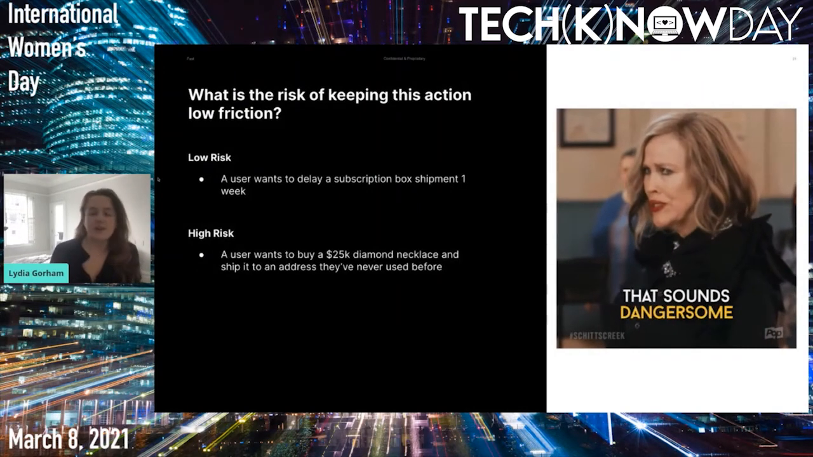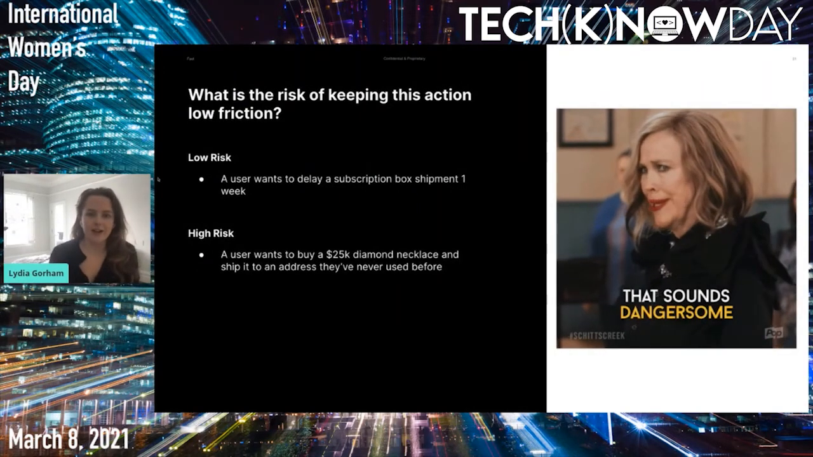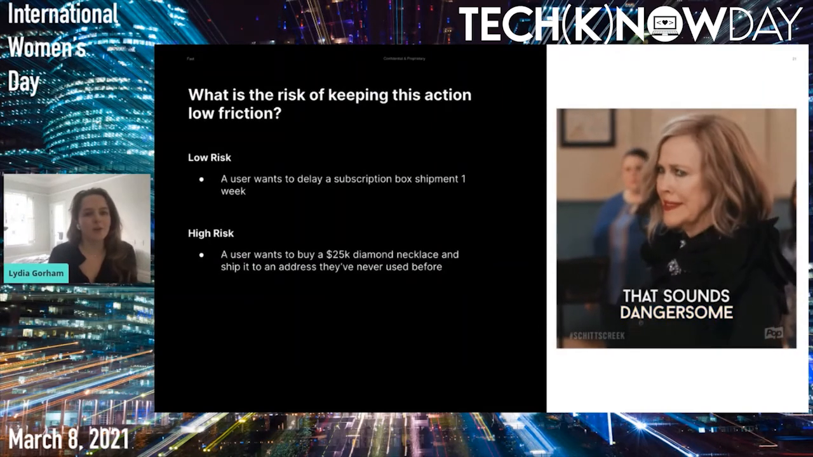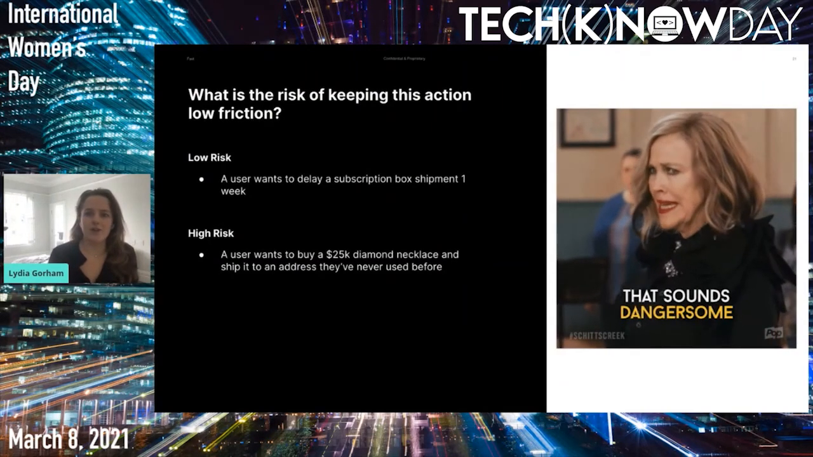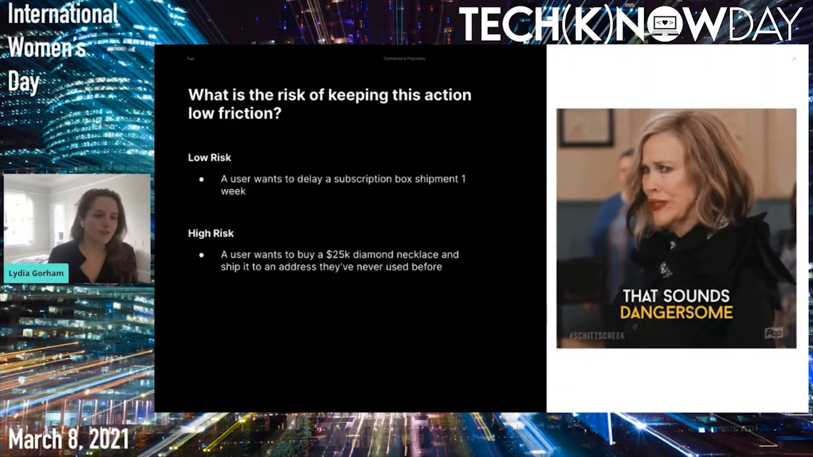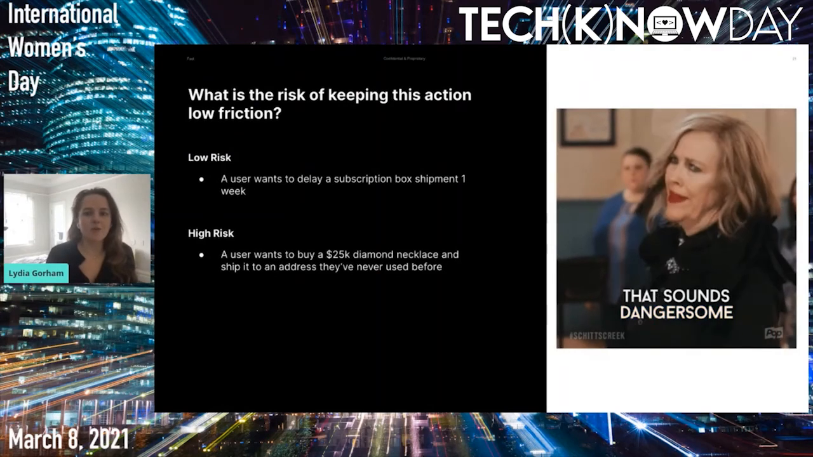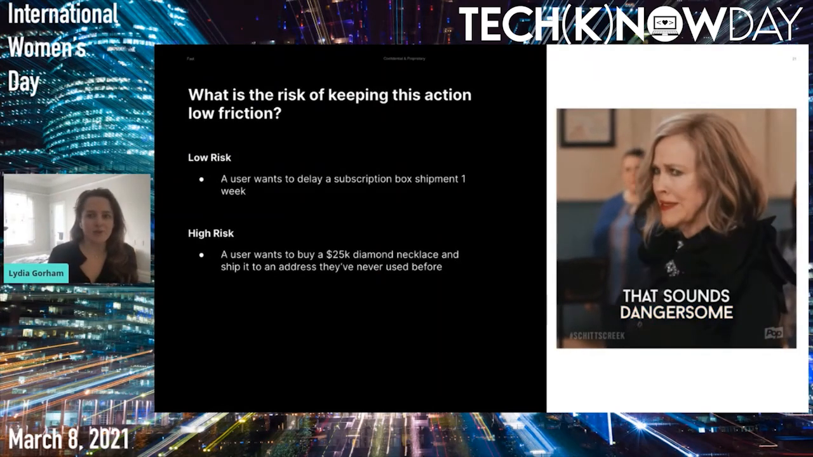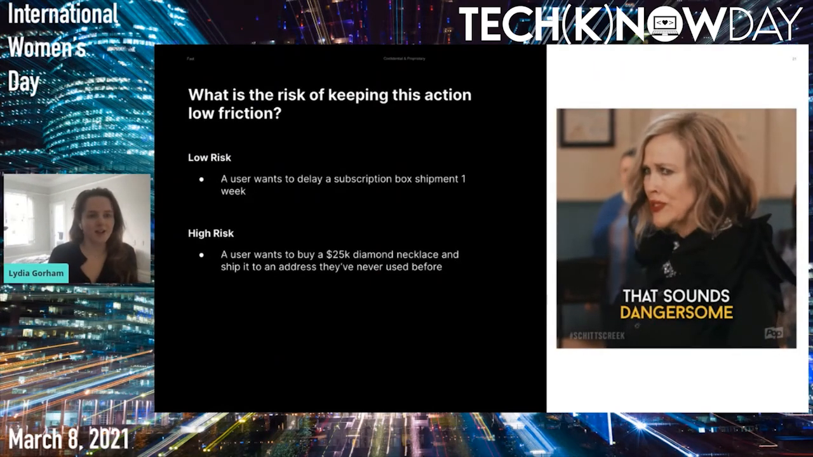What is the risk of keeping this action low friction? Different actions come with different risk levels. If you treat everything with the authentication standards you would feel comfortable with for a low risk action like delaying the subscription box, then you're probably not doing enough to protect your users for higher risk actions.